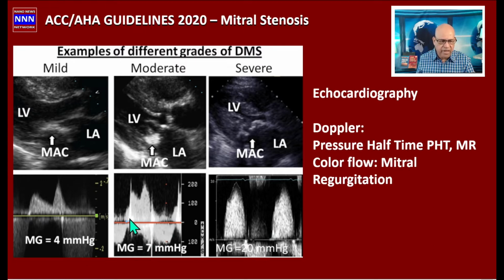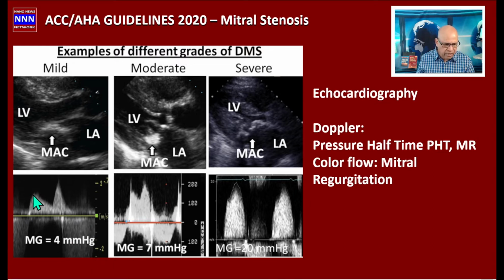regurgitation. And here are some examples. Of course, this is from a degenerative mitral stenosis, which is commonly seen in the elderly population with heavy calcification of the mitral annulus, restricting the valve leaflet movements along with adhesions. And as we can see, we not only have mitral stenosis, but also significant mitral regurgitation.